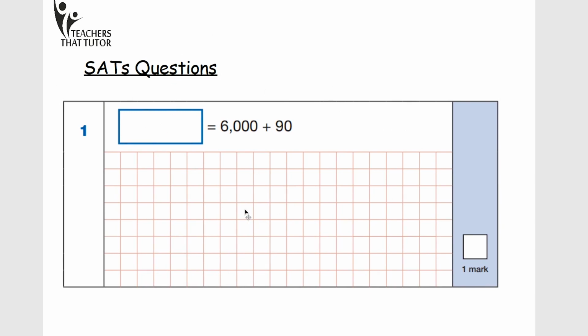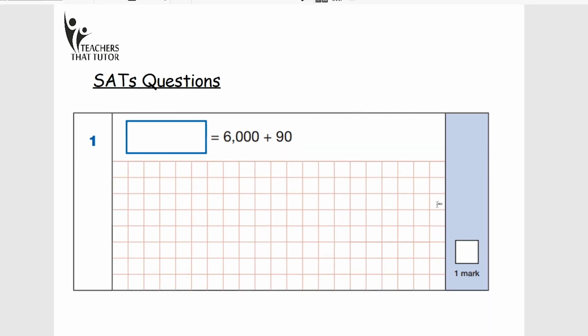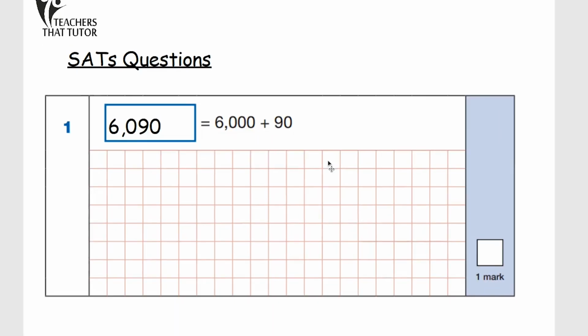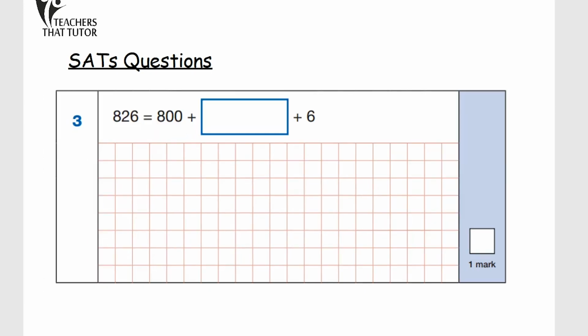This is actually taken from an old SATs paper, so this is a question that children were asked to do. And you can see we're given a blank box here, equals 6,000 plus 90. So in this question, the children are being asked to add the 6,000 and the 90 together and be able to write it correctly. So we're going to have 0 in the hundreds, 0 in the tens, or are we? No, we're going to have 9 in the tens and then 0 in the ones because we're going to have the 6 from the thousands and the 9 from the tens.